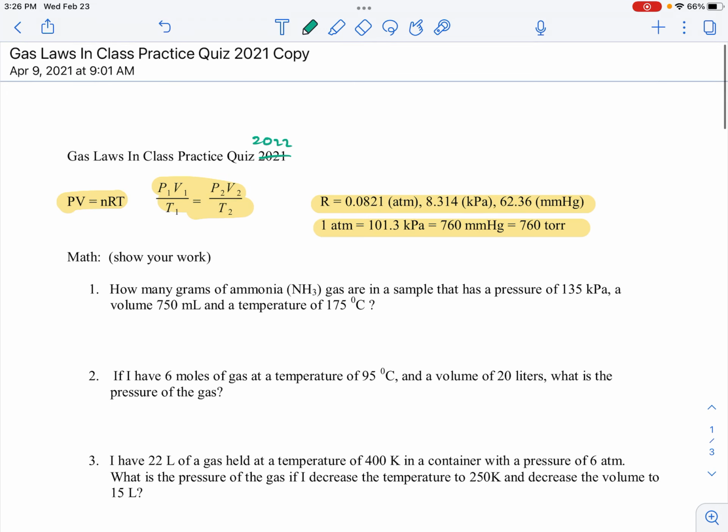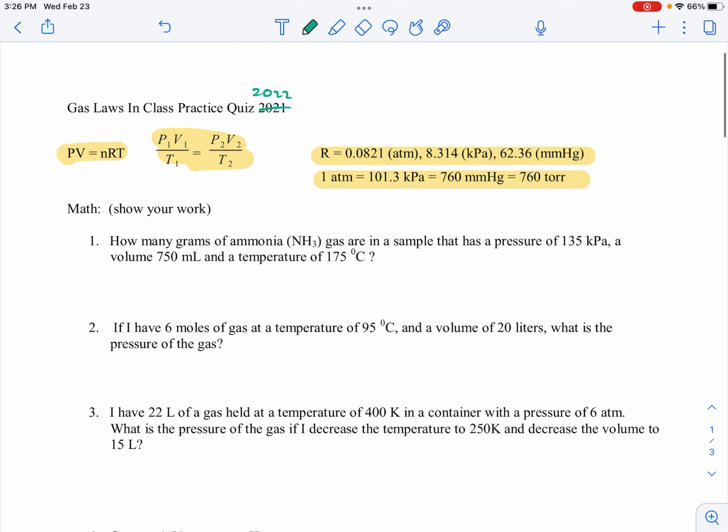So let's get into it. So we got a couple of math problems here. And just like the real quiz, we'll have some math problems and we'll have some word problems. So let's start with the math problems. And first one, it says how many grams of ammonia are in a sample at a pressure of 135 and a volume of 750 millimeters at a temperature of 175 kPa. So it looks like in this problem we're solving for grams.